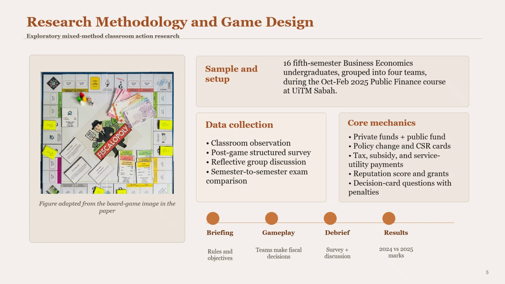consequences. So the learning process was structured in stages. First, students were briefed on the rules and objectives. Then they played the game and made fiscal decisions as a team. And finally, there was a debriefing session followed by a survey and discussion. This is important because the debriefing stage helps students connect the game experience back to the actual public finance concept.